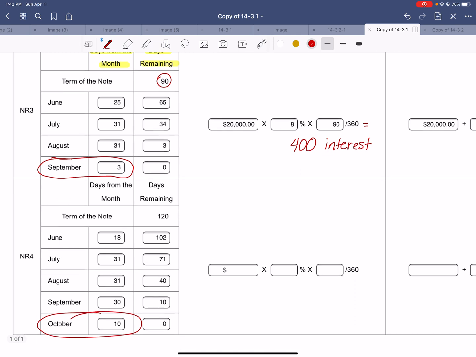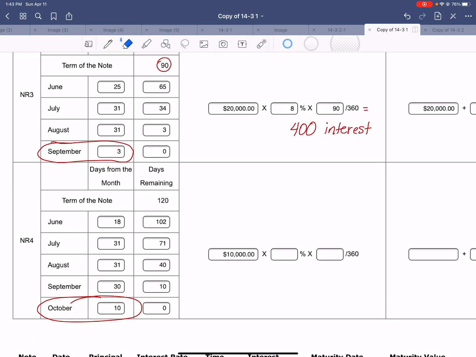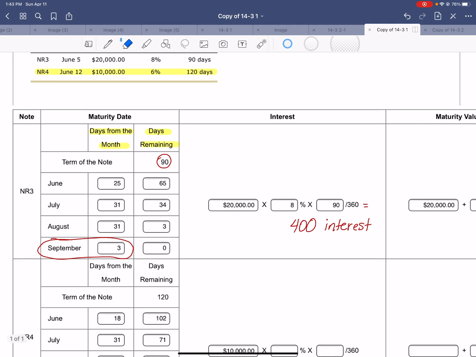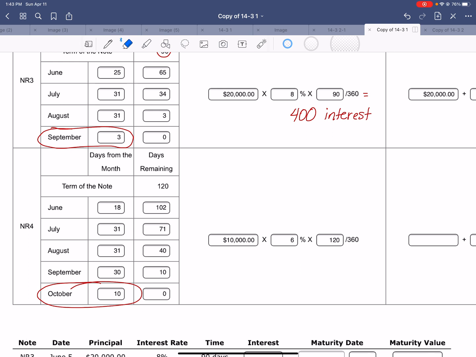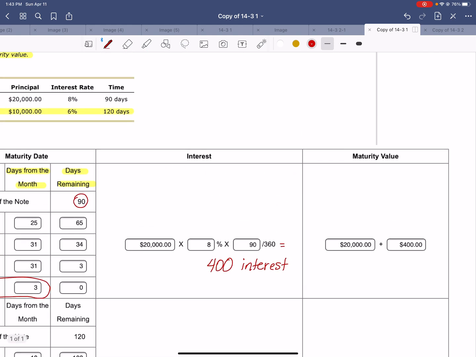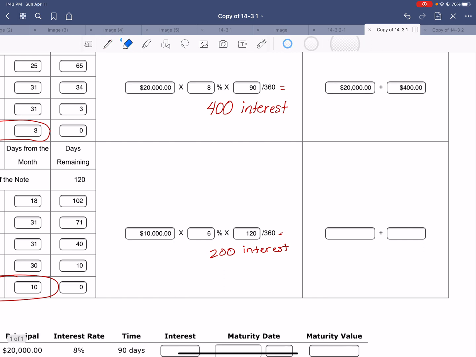Next, to figure out how much interest, we'll take the principal of $10,000 times the interest rate of 6%. It was for 120 days out of the 360. If you figure out 10,000 times 6% times 120 divided by 360, you should come up with $200 interest. Then to figure out our maturity value, how much it's worth when it's matured, we take the principal plus the interest.